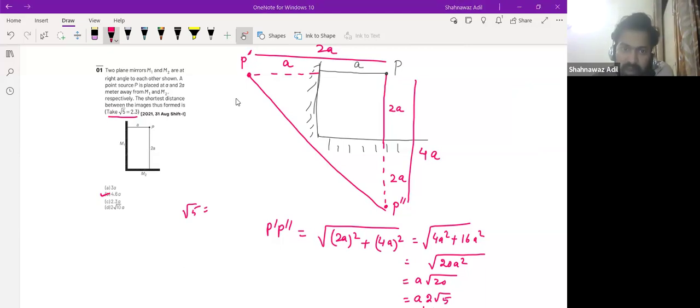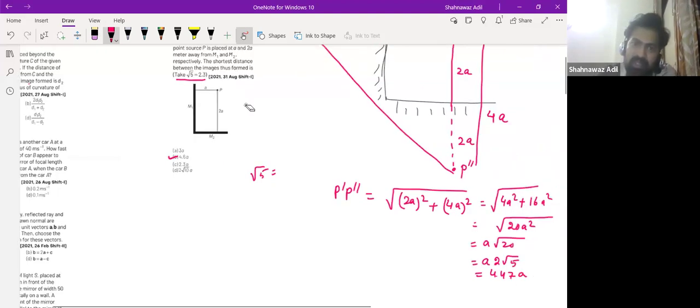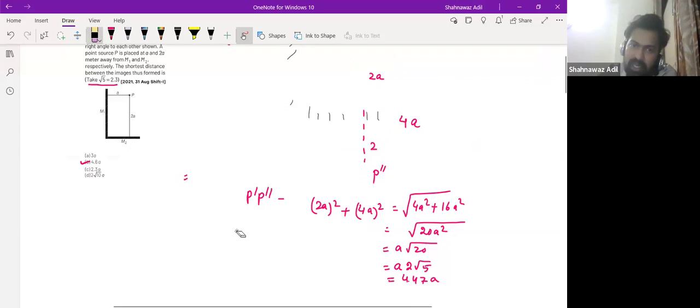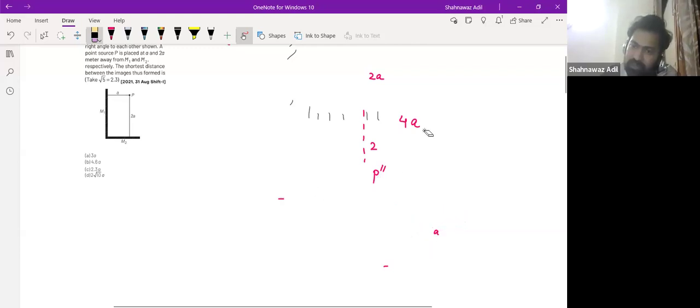So now let's talk about this question. You have to simplify this question. I will just make the diagram and then you guys solve this. Simplify that thing and then you will get your answer.